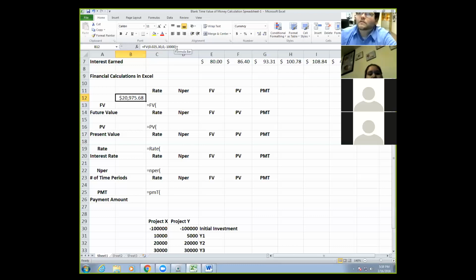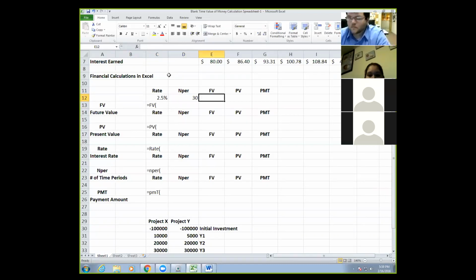So that's one way to use the function, but the reason I've set this table up like this is because the other way you can do it, I think, is much easier, and we can get you the same result. So I'm going to just delete this here. So remember, $20,975. We're going to use the same example, but I'm going to put them in different cells here. So the rate is going to be 0.025, and since this is in percentage already, it puts it into percent. So 2.5%. N per is 30.